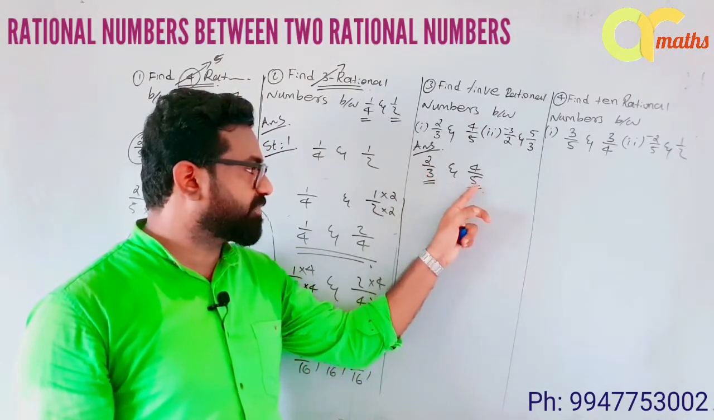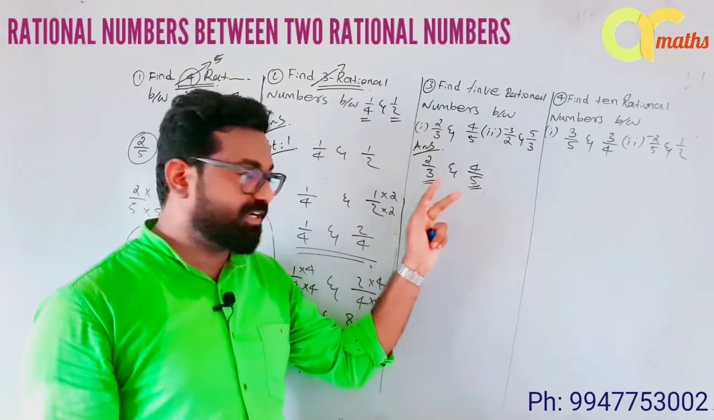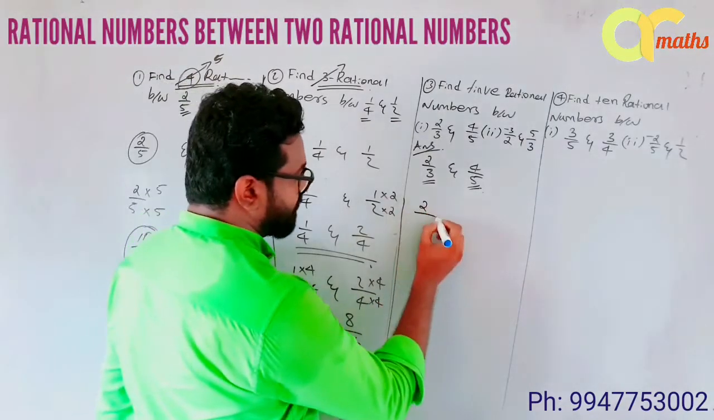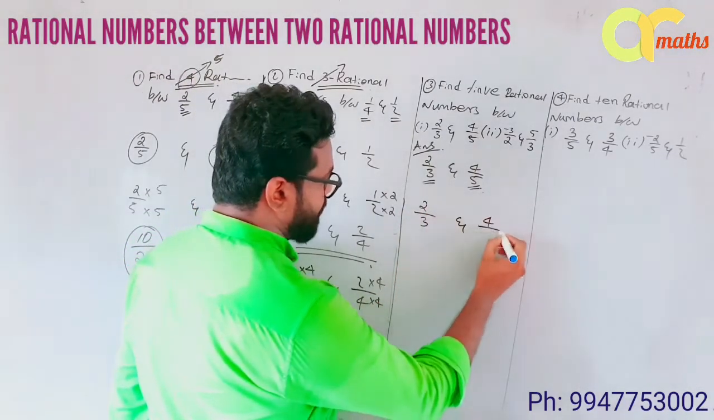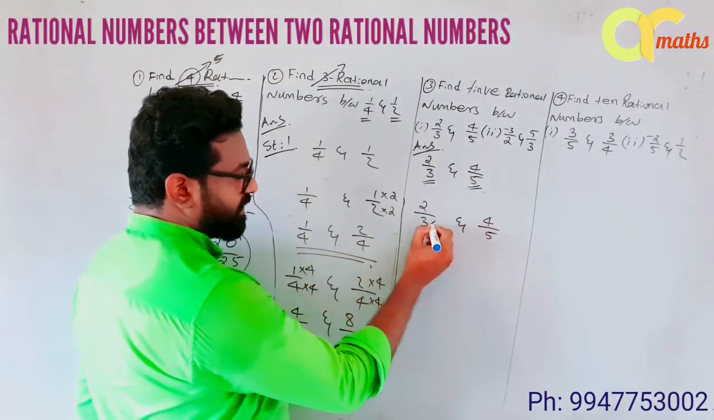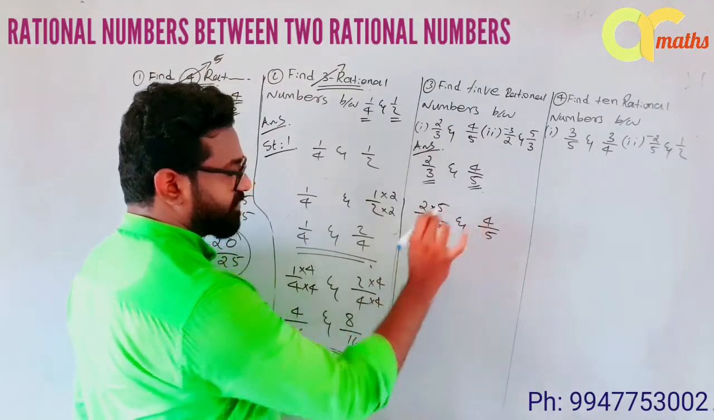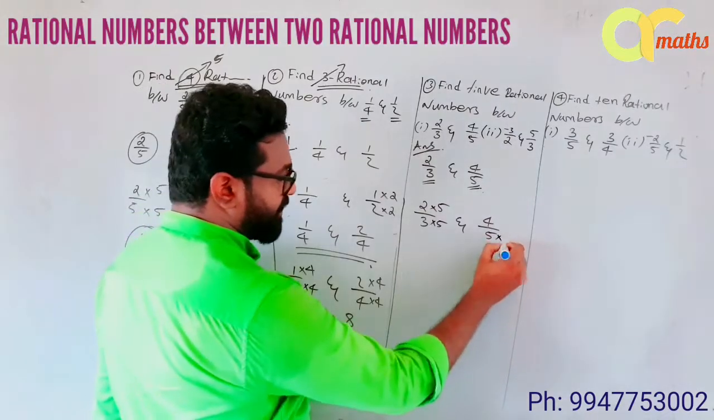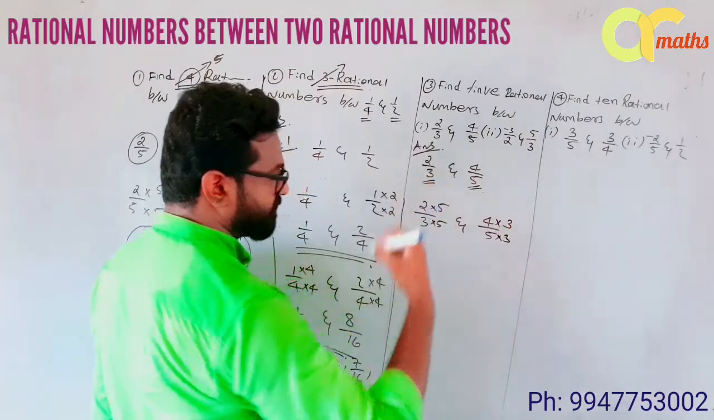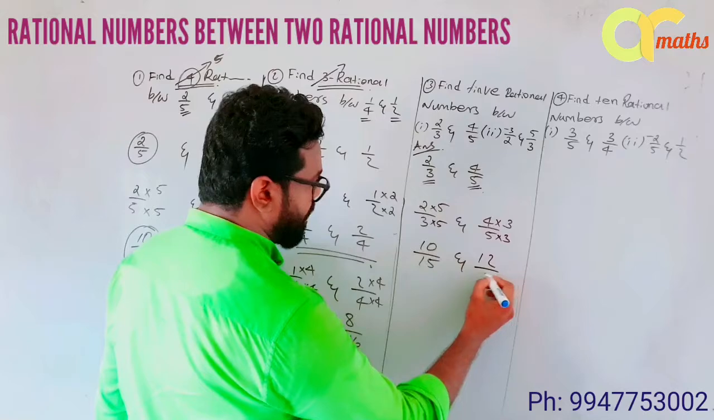So here take the larger number, 5. 5, 10, 15. 15 is also a multiple of 3. So take the LCM as 15. So 2 by 3 and 4 by 5: we have to make the denominator 15. 3 into which number will get 15? 3 into 5. Here 5 into which number is 15? 5 into 3. So here into 3.